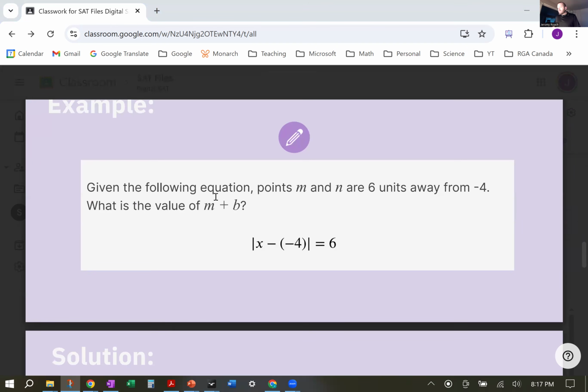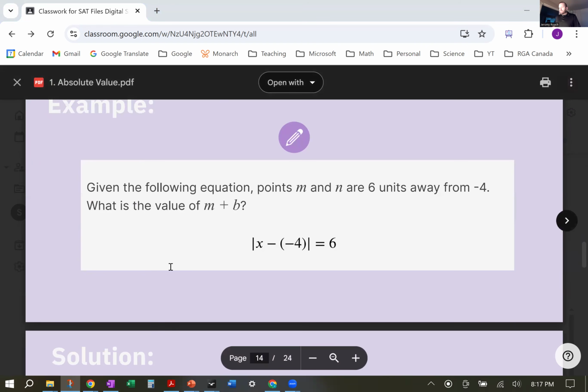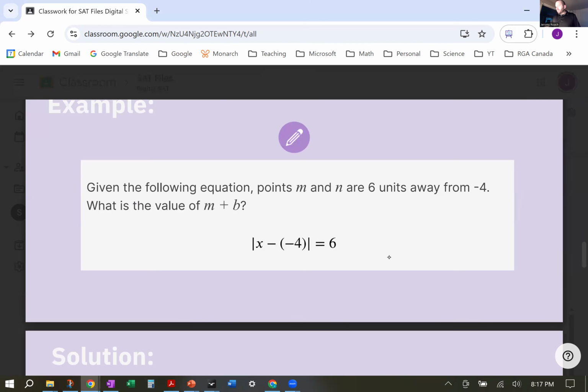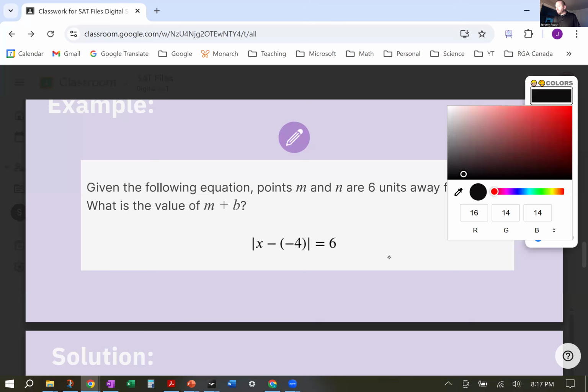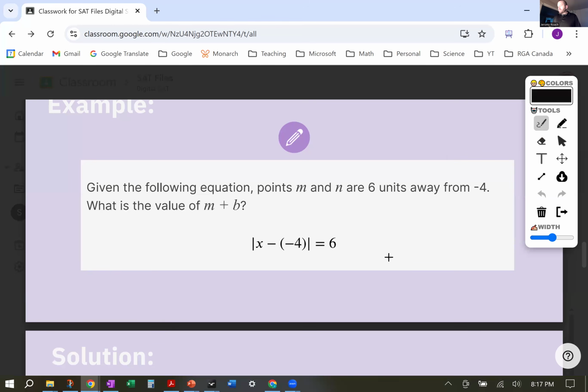So it says, given the following equation, points M and N are 6 units away from negative 4. What is the value of M plus B? So for this one, we need to draw this out and see what's going on first. If we draw this, it says M and N are 6 units away from negative 4. So that means negative 4 is in the middle. Put negative 4 right there. And we'll put M here and N here.